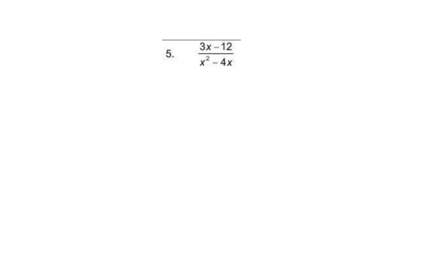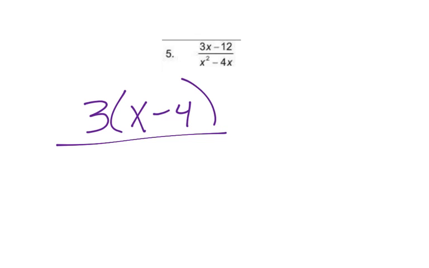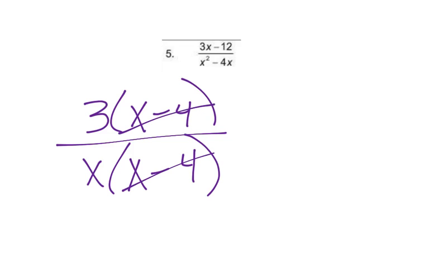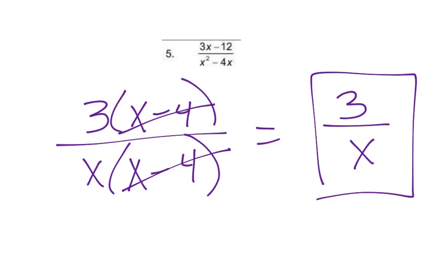Okay, so looking at the top, I can pull out a 3, and it leaves me x minus 4. Looking at the bottom, I can pull out an x, and it leaves me x minus 4. The 3 and the x will not cancel, but x minus 4 is exactly the same, top and bottom, so it cancels, and my answer is 3 over x.